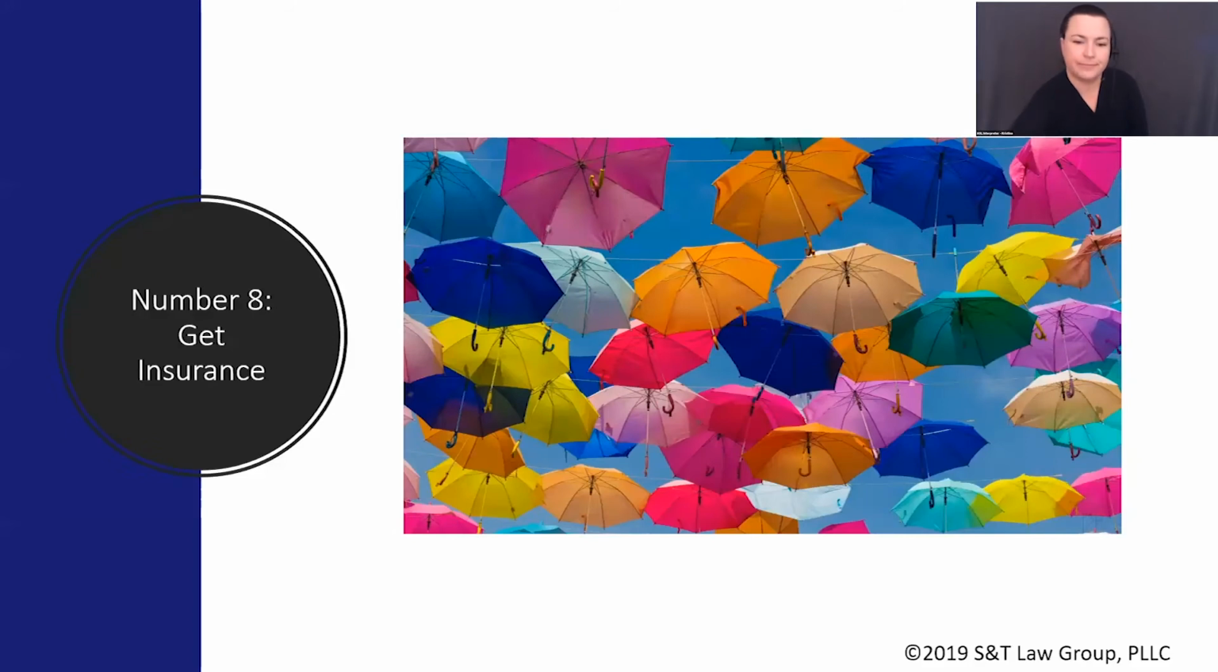Okay, number 8 is get insurance. This is one thing that I think people don't actually think about. There is just general liability insurance that you can get. It also depends on your profession of what type of insurance that you need. It's not very expensive to just get general liability insurance, usually for small businesses.